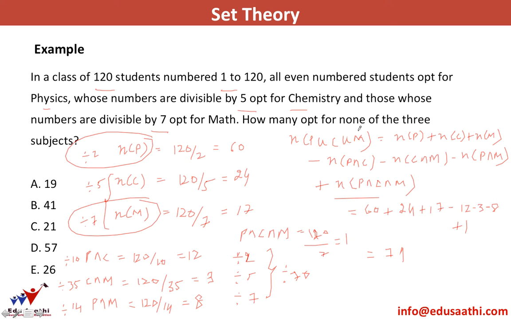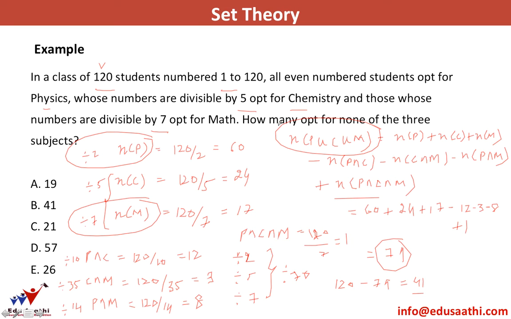So the total number of students opting for at least one of the subjects, which is P union C union M, is 79. And the total number of students in the class is 120. So how many did not opt for any? 120 minus 79, that is equal to 41. So this is your answer.